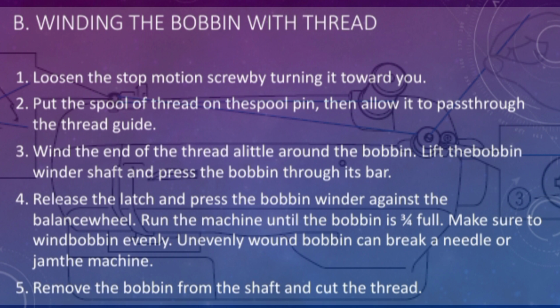Fourth, release the latch and press the bobbin winder against the balance wheel. Run the machine until the bobbin is 3/4 full. Make sure to wind the bobbin evenly. An unevenly wound bobbin can break a needle or jam the machine. Then last, remove the bobbin from the shaft and cut the thread.